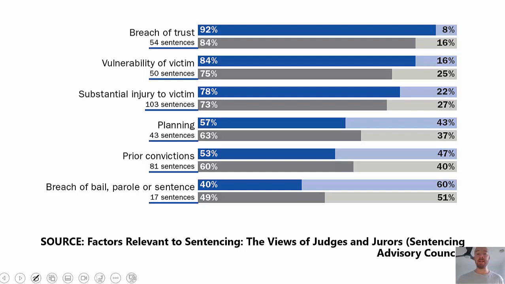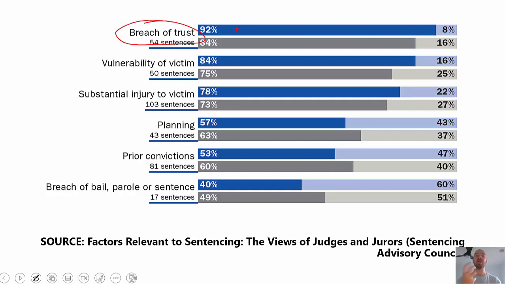And you'll find here that judges are the blue one. Judges, when they're sentencing someone, find that if there's a breach of trust involved, so think, known to the victim, perhaps, family violence related types of offences, they gave a lot of weight to that. Like 92% of judges gave a lot of weight to that as an aggravating factor.